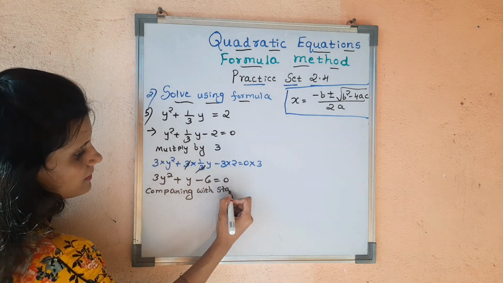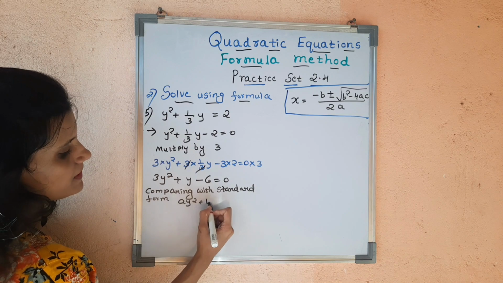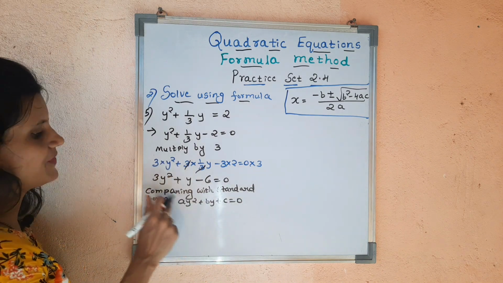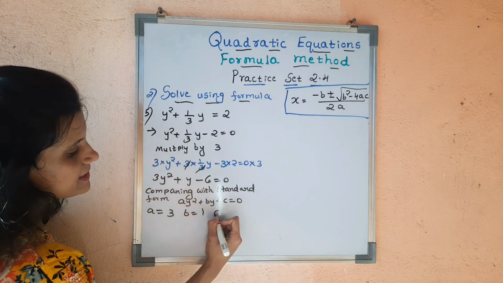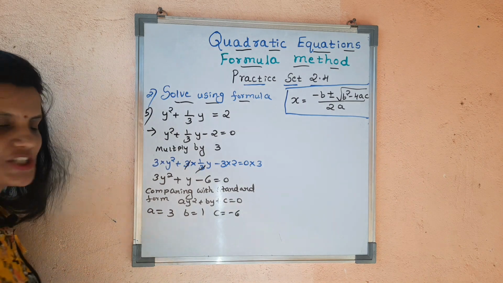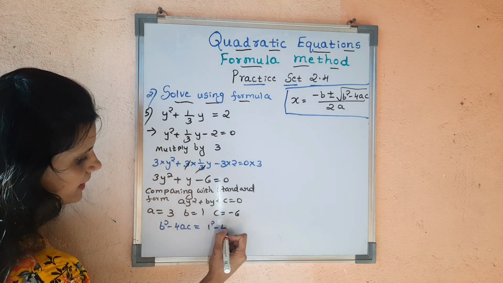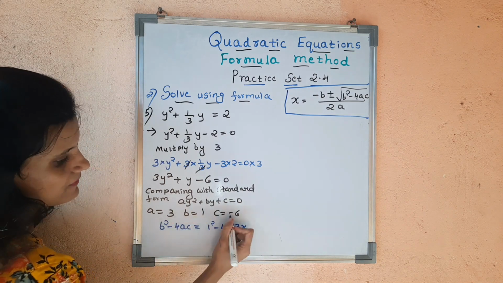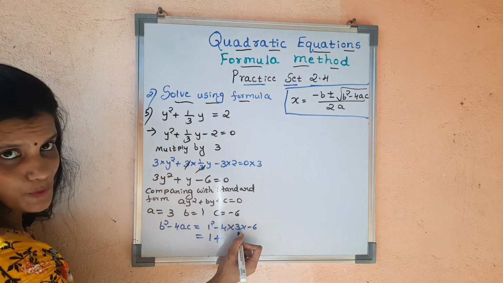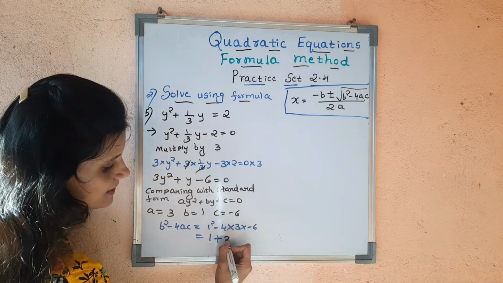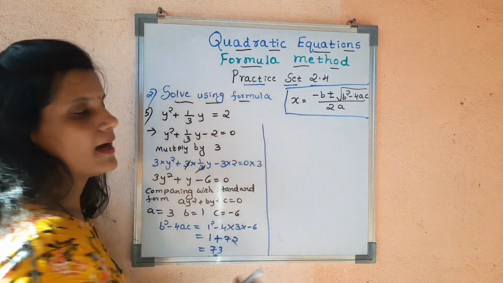Comparing with standard form, ay square plus by plus c is equal to 0. Why I took y? Because the variable is y, so you can write like this. a is equal to 3, b is equal to 1, c is equal to minus 6. Our next step is b square minus 4ac. What is b? 1 minus 4 into 3 into your c will be minus 6. So 1 minus minus, it will become plus, 4 3s are 12, 12 6s are 72, so it will become 73.